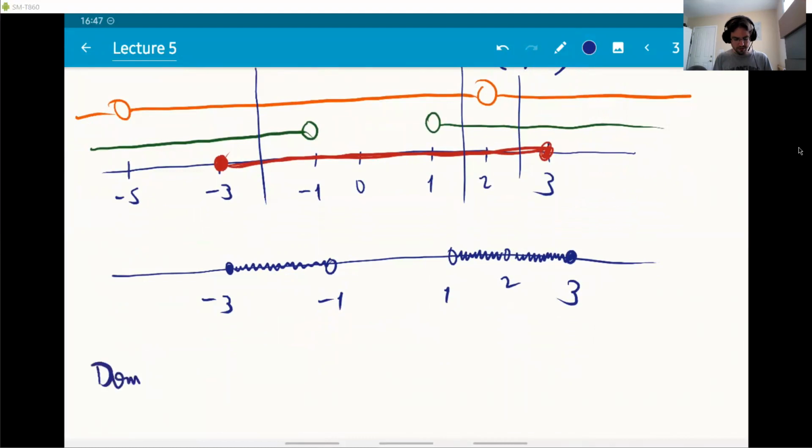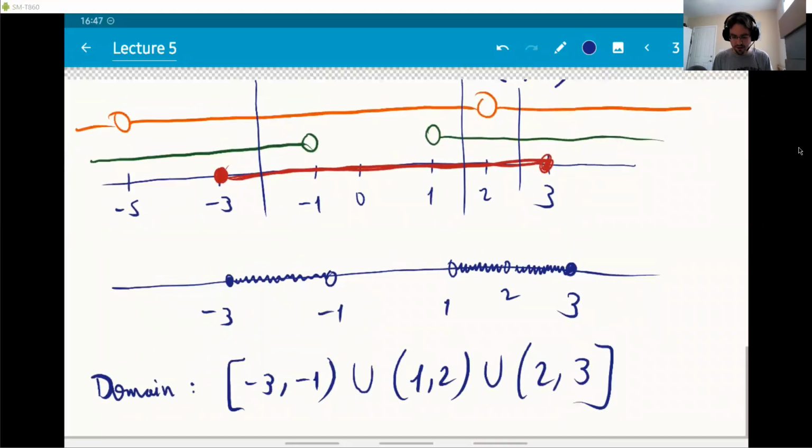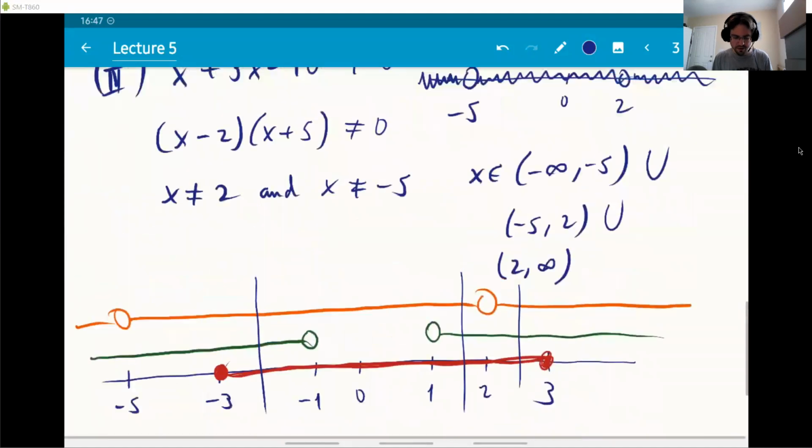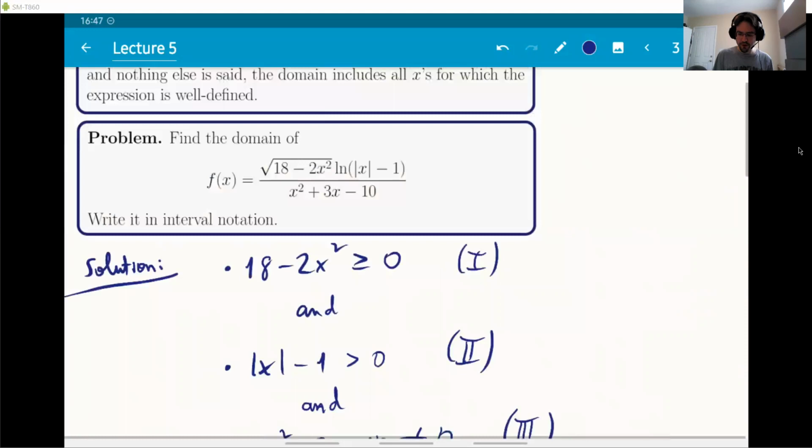the domain was from -3 to -1. Sorry, closed at -3. Together with from 1 to 2, together with 2 to 3. It's 3 intervals, as you can see from the drawing. So as I said, this is kind of complicated for an exam question, but exam questions might have these parts separately. Moving on.